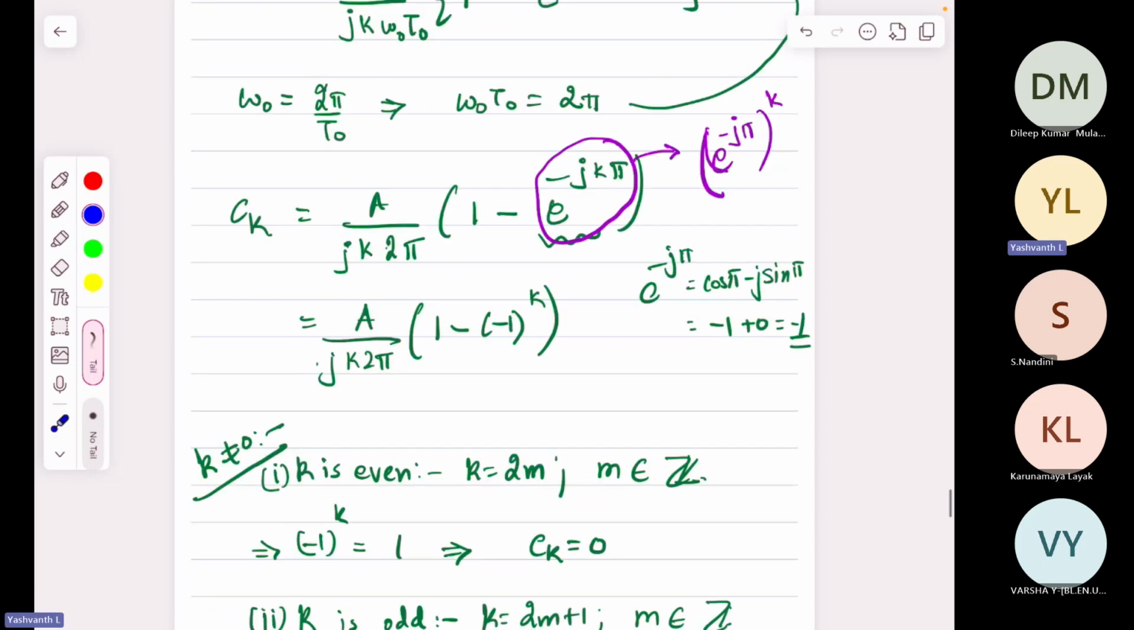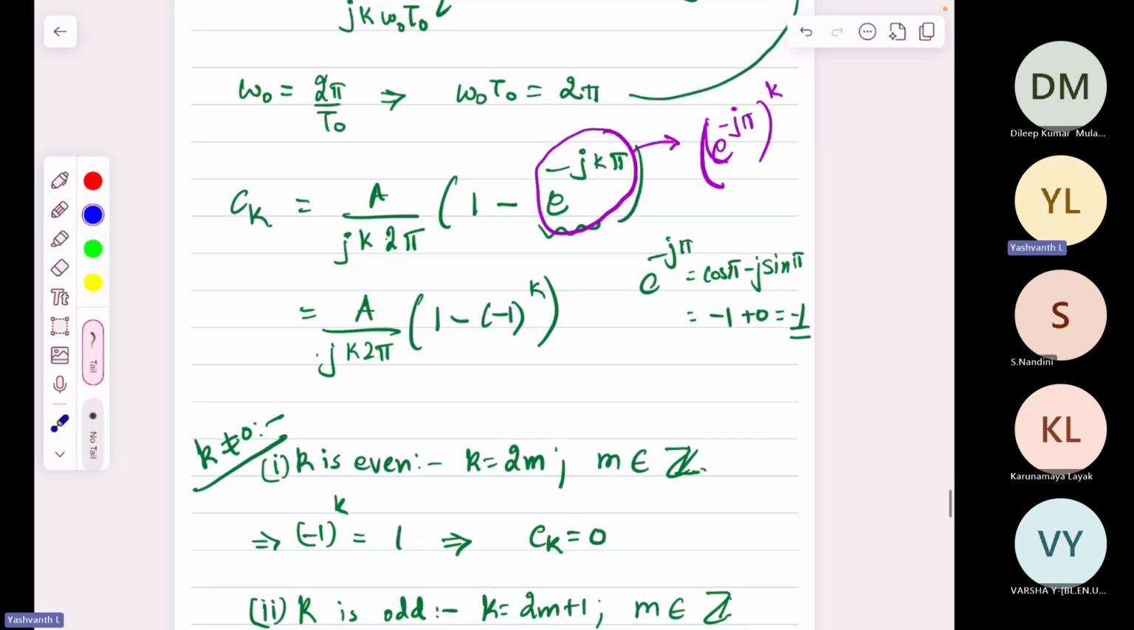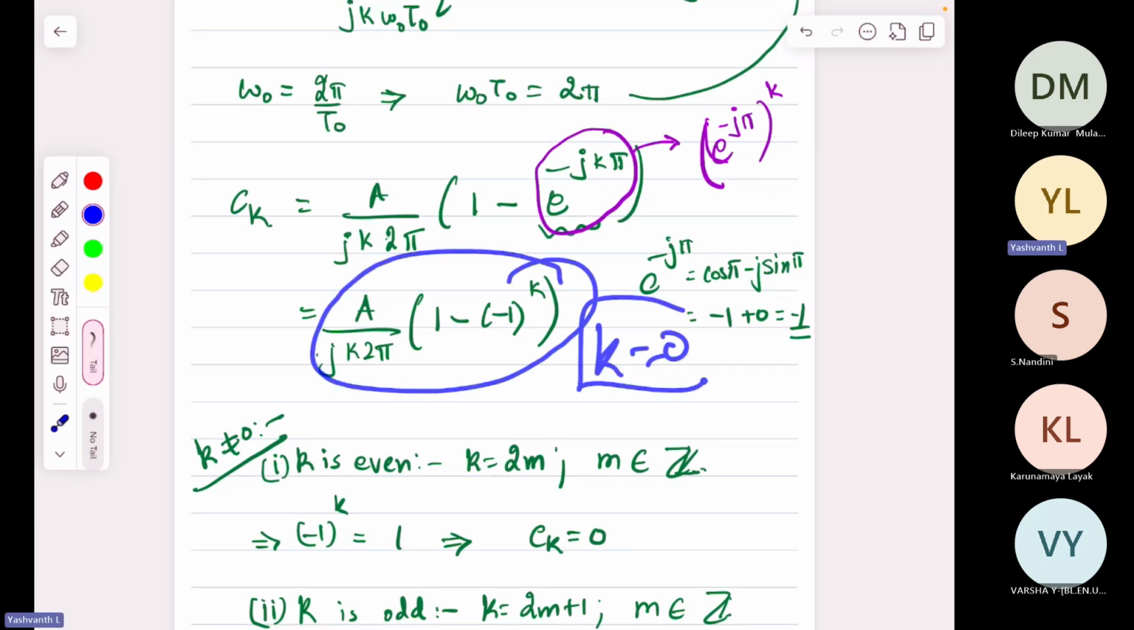Okay, so this doesn't hold for k equal to 0. Can anyone tell me why this is not valid for k equal to 0? Can anyone tell why this is not applicable when k is equal to 0? What happens when k is equal to 0?